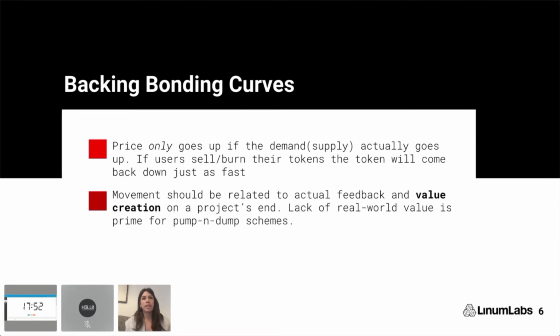So it is important that any bonding curve created is attributed to an actual real life product. When there is a project or something of real world value behind the bonding curve, it's easy to tell what the price should be. However, when you attach a bonding curve to a meme project or any project without real value, it's very hard to derive what the token value should be, and it's prime for pump and dump schemes.